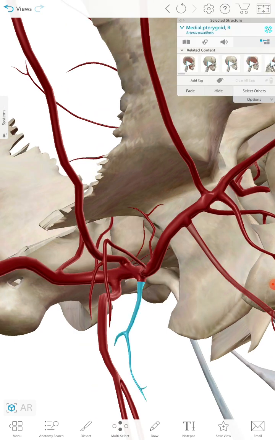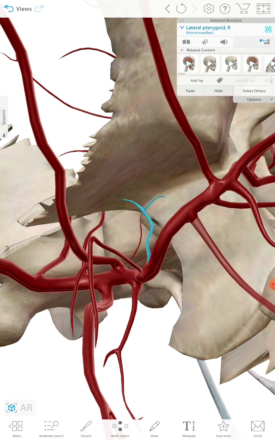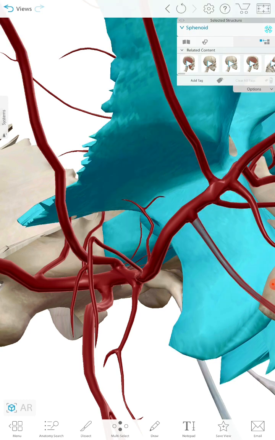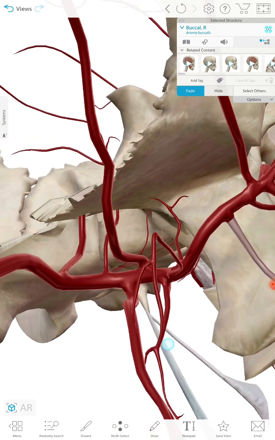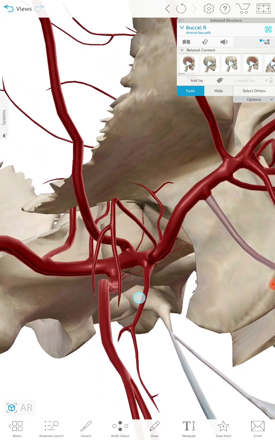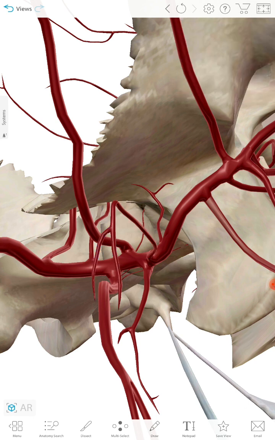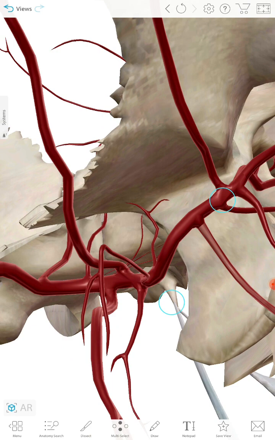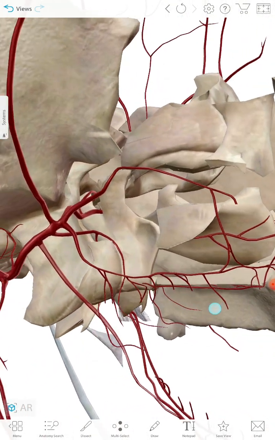So first there is the medial pterygoid, then there is branch to lateral pterygoid, then there is deep temporal, then there is a buccal branch, and there is one more branch known as masseteric branch. So let me find that masseteric branch. So this is the masseteric branch. So here are the 5 branches of the second part, and now the third part has 6 branches.